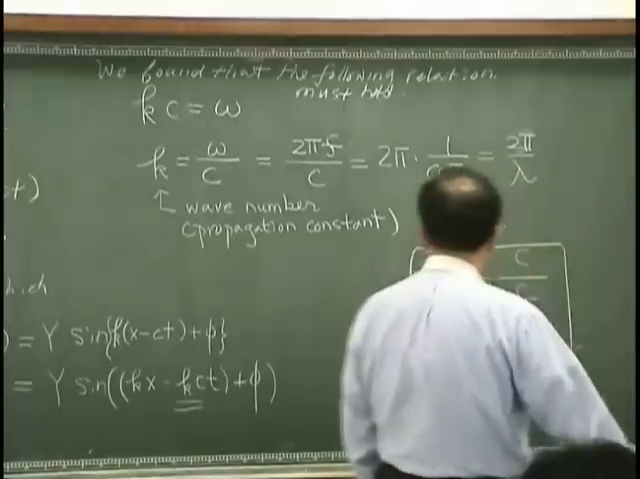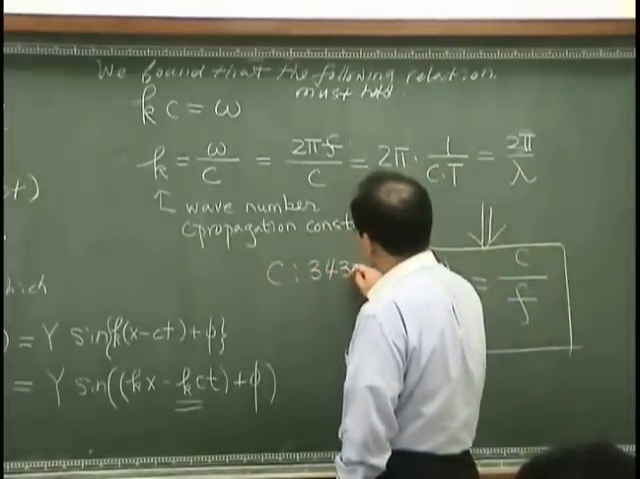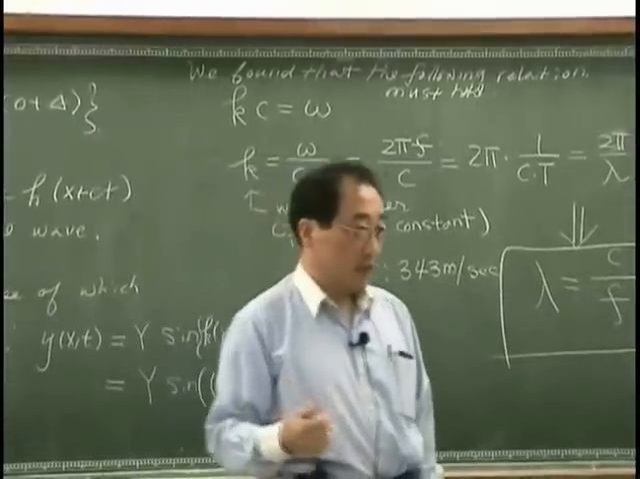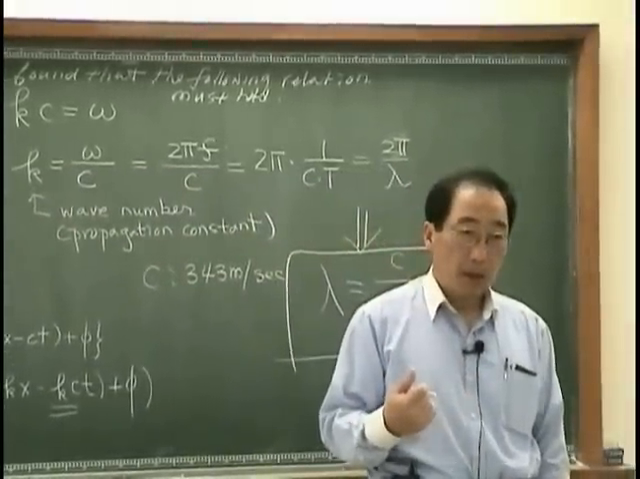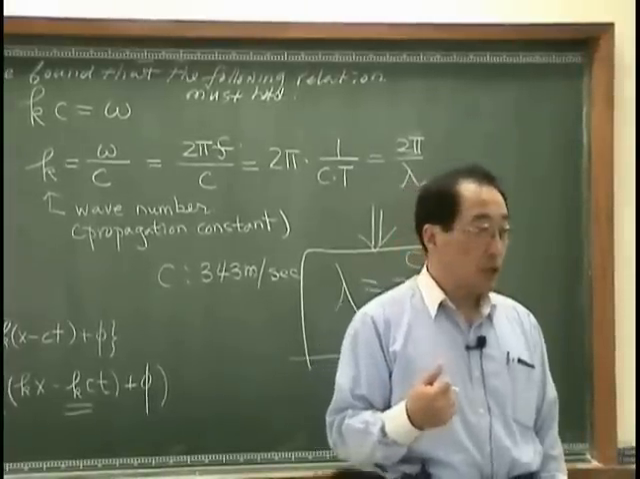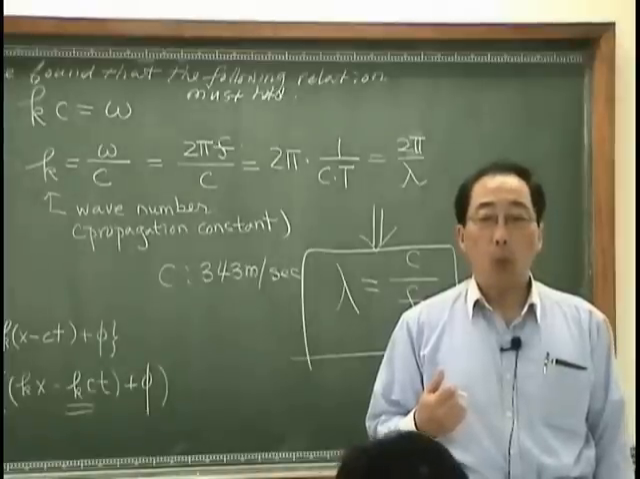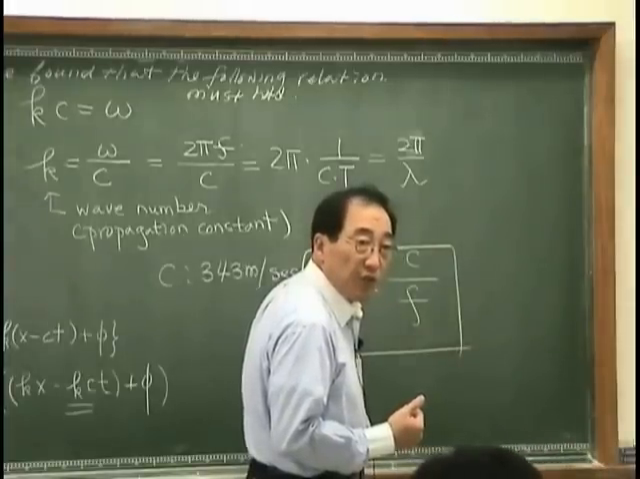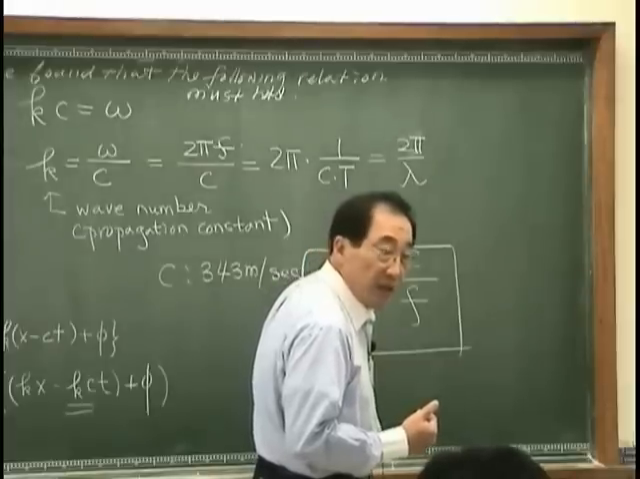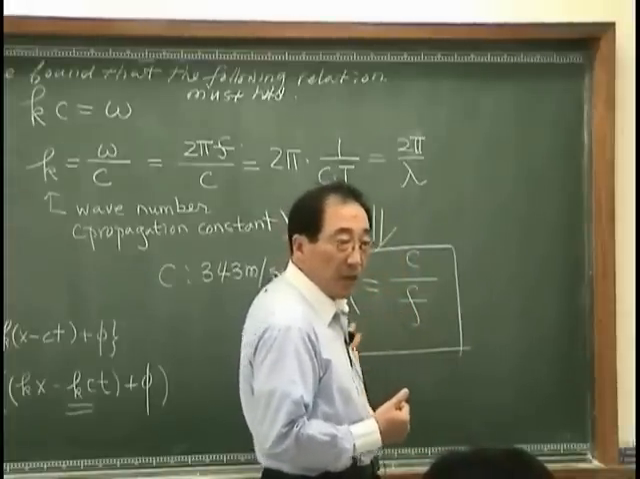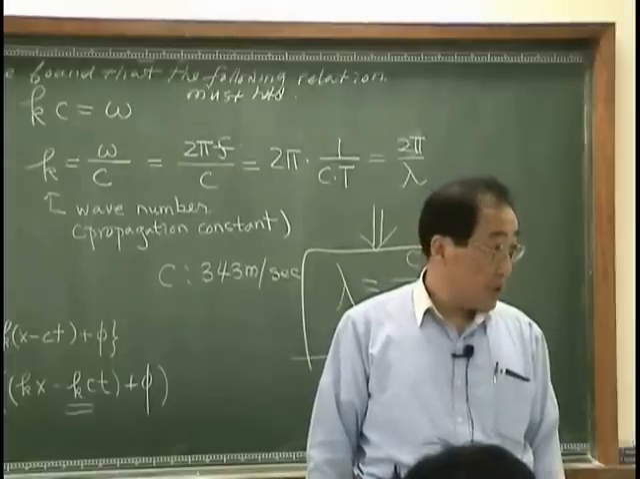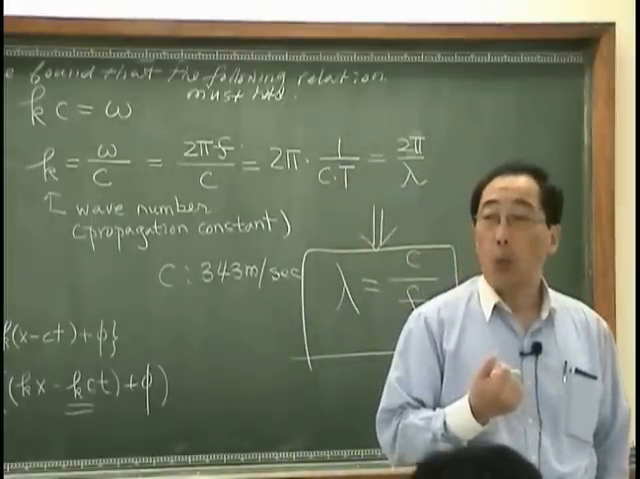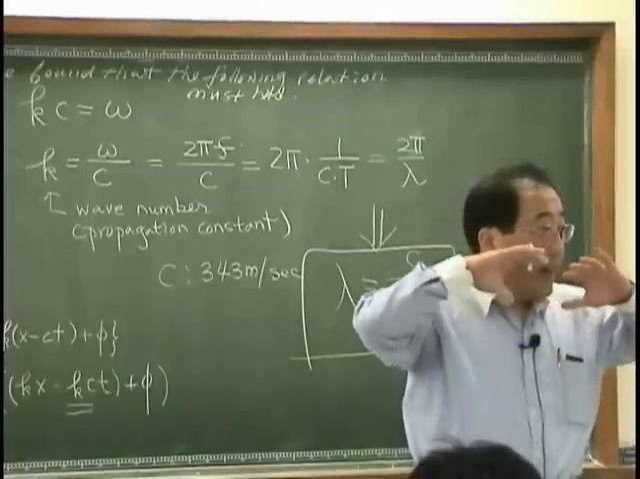Now, if C, for example, the speed of propagation, is 343 meters per second, the speed of sound in air usually, and I'm asking you, what if I blow the frequency 1 kilohertz, and what would be the wavelength? 343 divided by 1,000, meaning that lambda has to be 0.343 meter. That is about 34 centimeter. That means when I blow a whistle with a frequency 1 kilohertz, I have wavelengths like this radiating from my mouth.